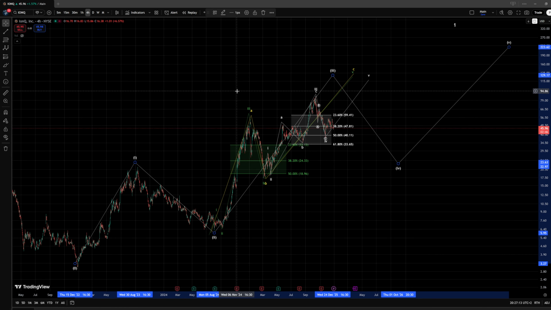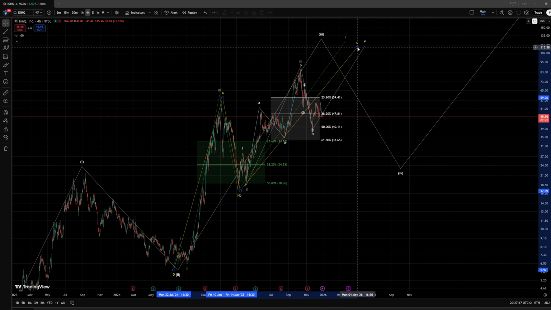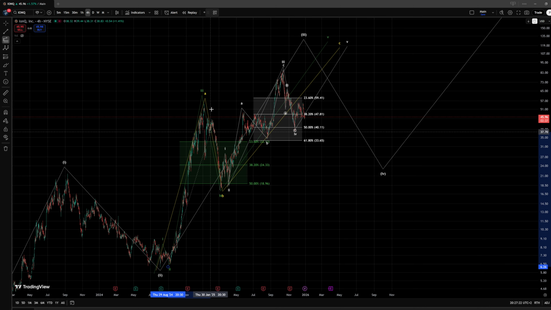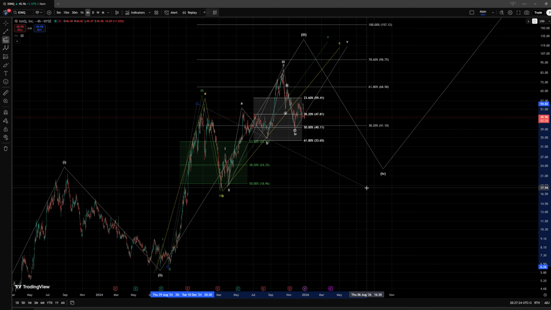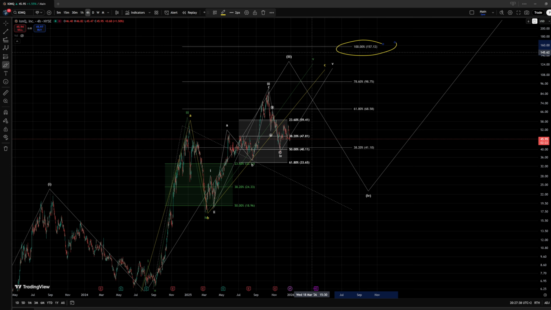Now before we do that, I also wanted to point out that for the wave C, we can track here an ideal target overall, and that would be the 100% extension of the wave A. That would be at the $157 level. Now, as I always tell you, this is an ideal target and we don't need to get there, but it is a level that it is generally drawn towards.